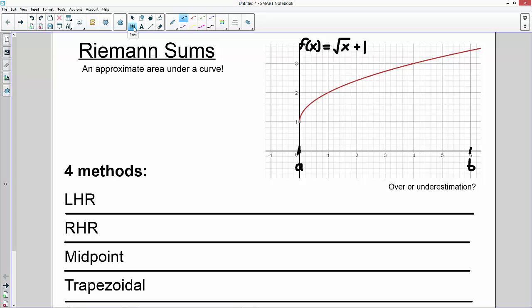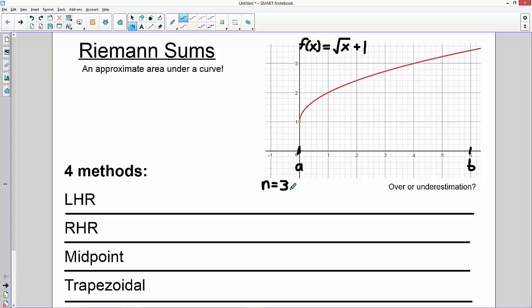So the shape that I just highlighted for you a second ago is, of course, an irregular shape, and you can't just find the area of it. So we're going to use regular shapes, in this case rectangles for the left-hand rule, to find an approximate area. Now we're going to actually make 3 rectangles here. You may make 6, and that would be much more accurate. And we define that by the number of subdivisions, which is called n.